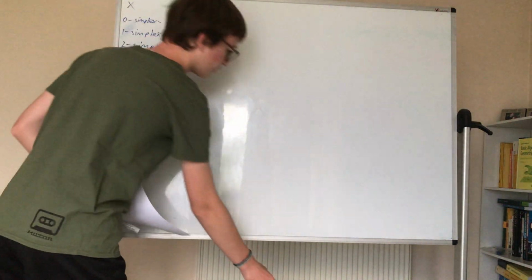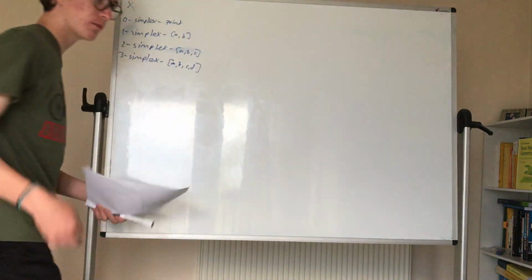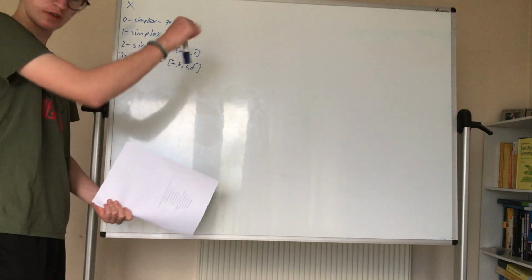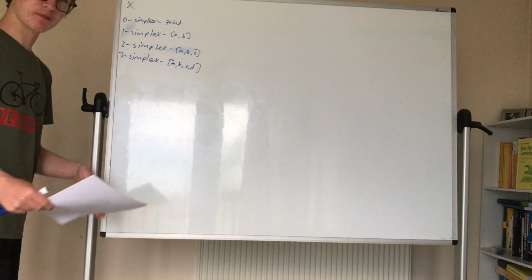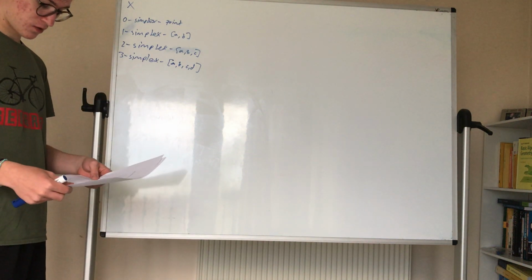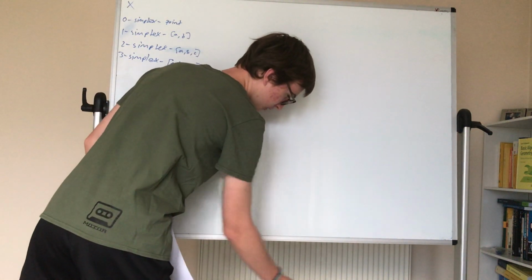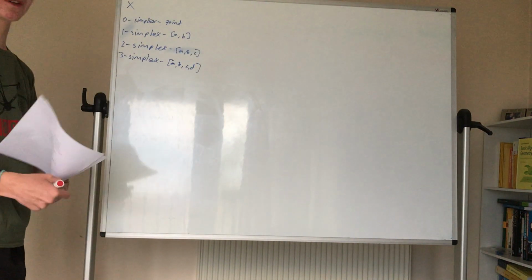Okay, I might as well keep that on the board. Right, so a finite combination of these, so for example a rectangle, which is just two n-simplices stuck together, is a simplicial complex.